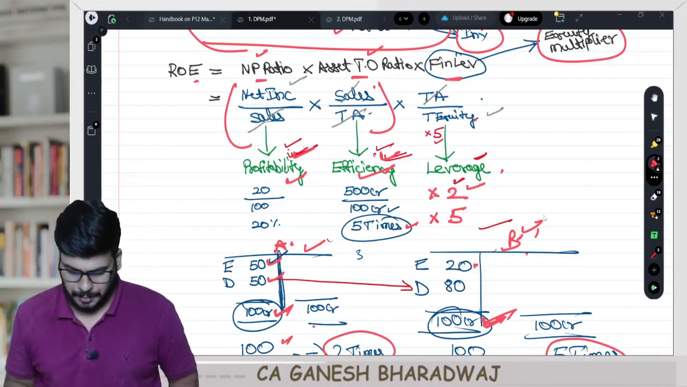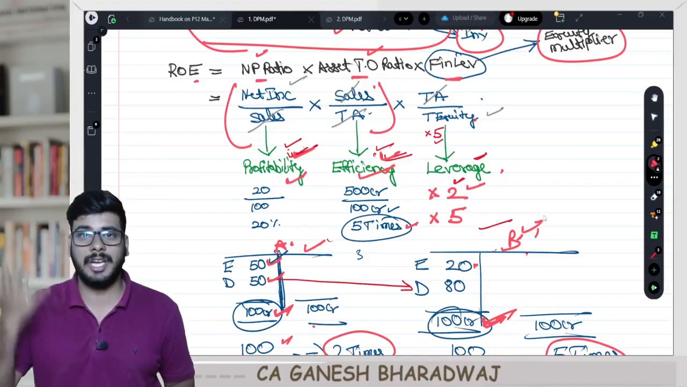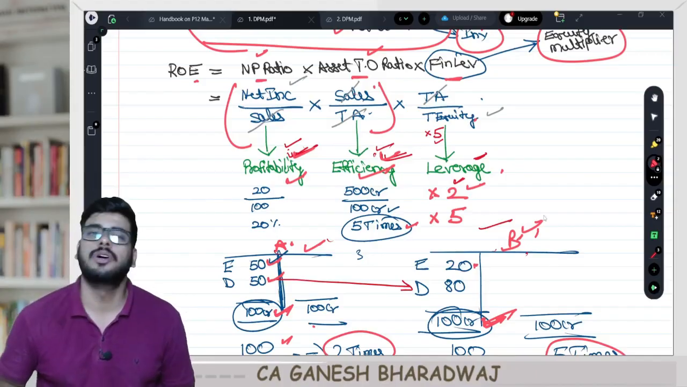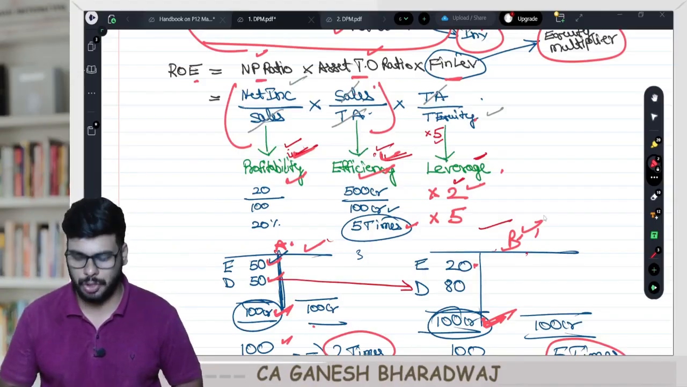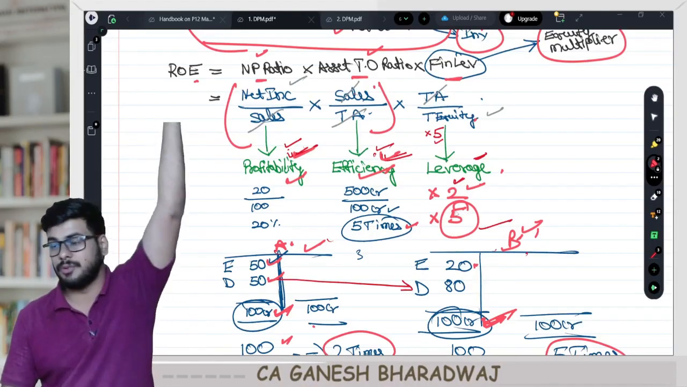So, sir, leverage is good, no? So the higher the leverage, the better it is? No, it's not like that. Leverage, as we call it, is a double-edged sword. Sir, it's got a magnifying effect, no?